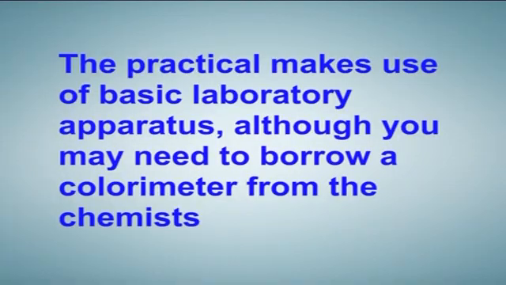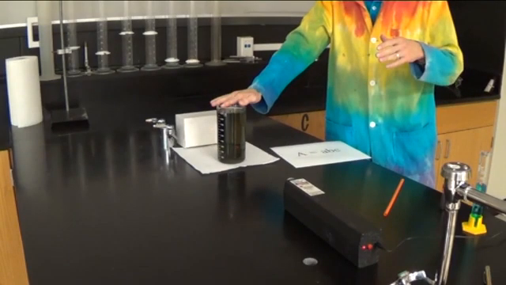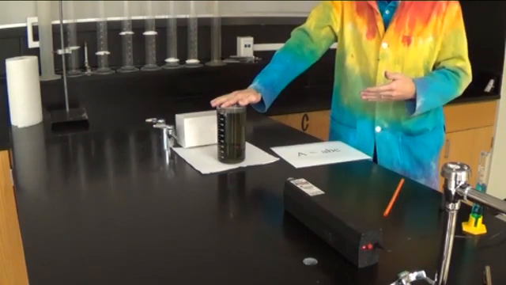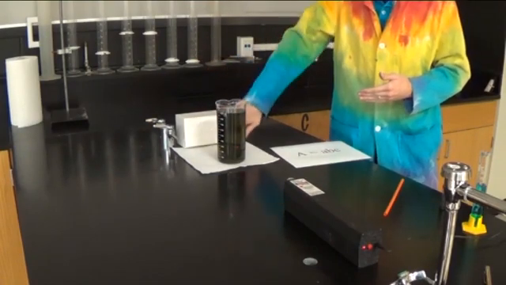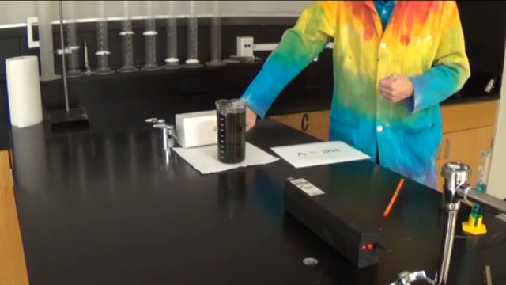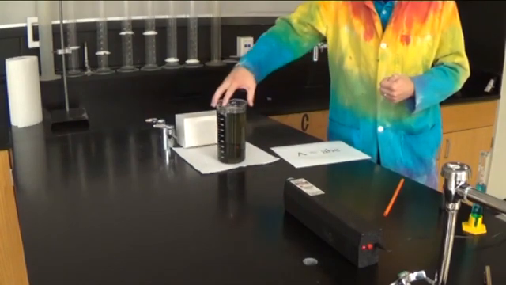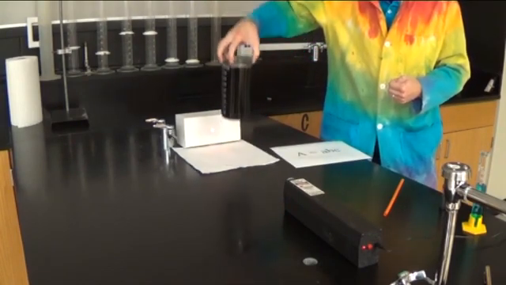The practical makes use of basic laboratory apparatus, although you may need to borrow a colorimeter from the chemistry department. Since the reaction is stopped by the sodium carbonate, the tubes can be stored in the refrigerator for several days before the color intensity is assessed. This can also be used for reassessment of the accuracy of the technique. If duplicates are done for each variable under investigation, the colorimeter reading for each pair should be identical.